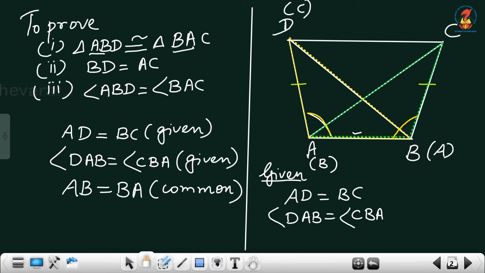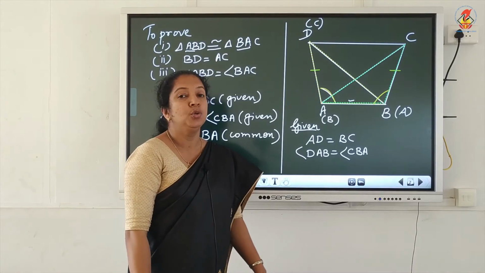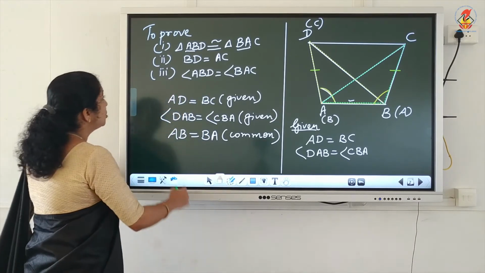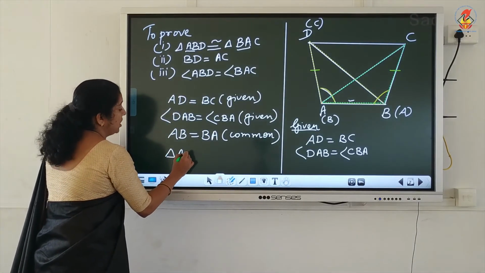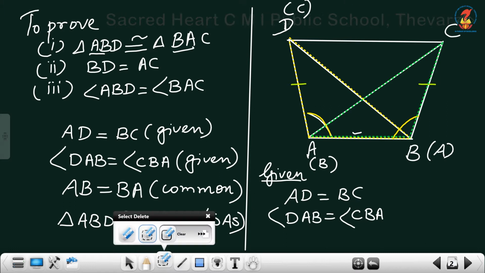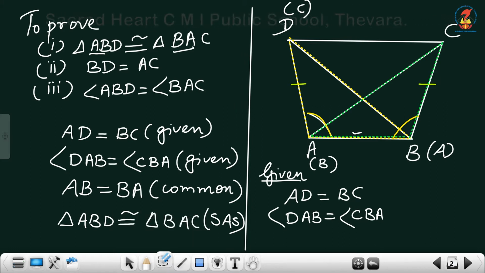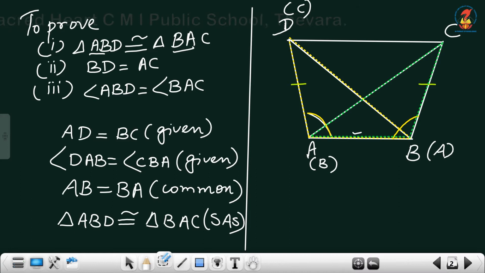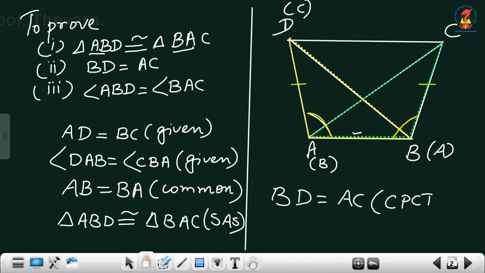So, we can say both the triangles are congruent using SAS criterion. So, triangle ABD is congruent to triangle BAC using SAS criterion. If these two are congruent, all the corresponding parts are equal. So, what we can write is BD is equal to AC using CPCT.